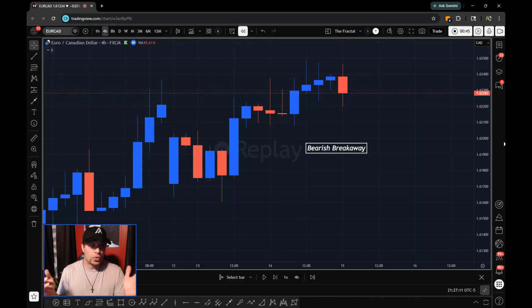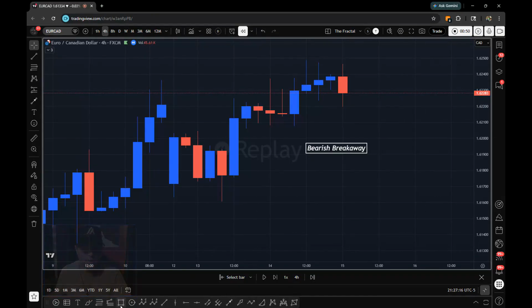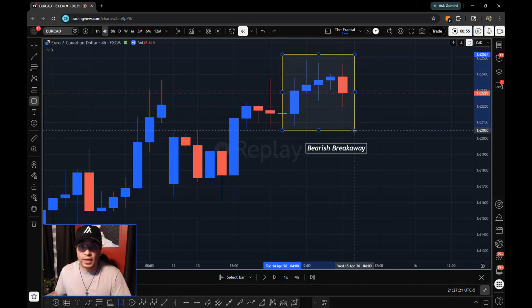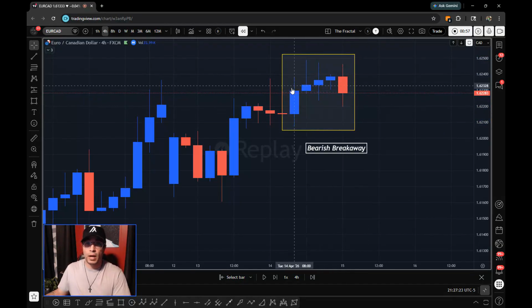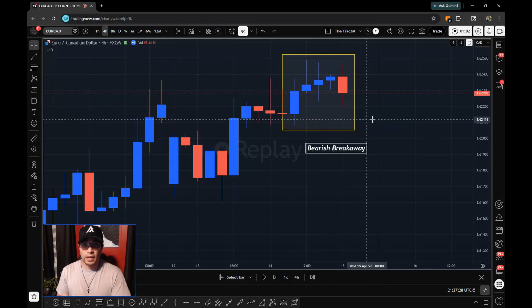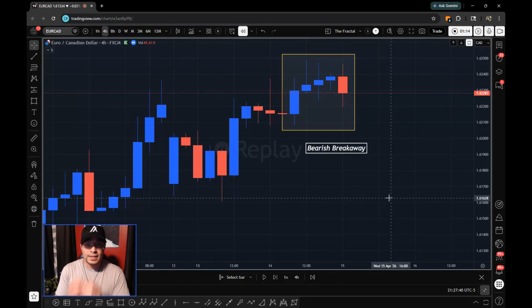So to start, what is a bearish breakaway? Now, a bearish breakaway consists of 5 candlesticks, okay? 5 candlesticks right here are outlined by the rectangle tool. Now, these 5 candlesticks can be broken up into 3 parts. The first part consists of the first large bullish candle. The second part consists of 3 smaller bodied bullish candles.